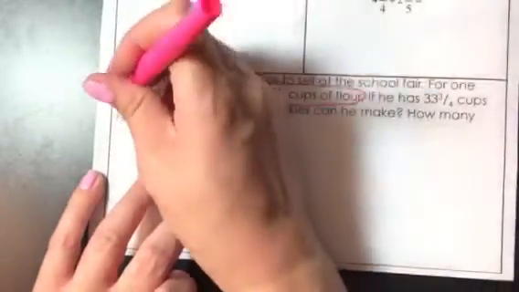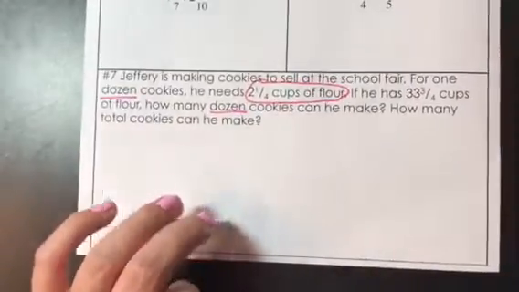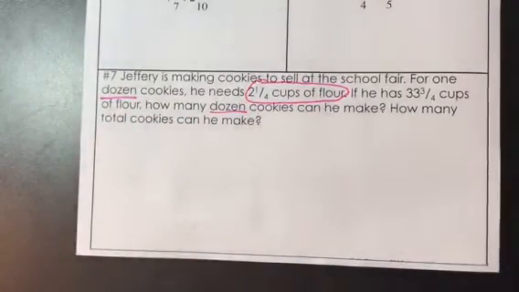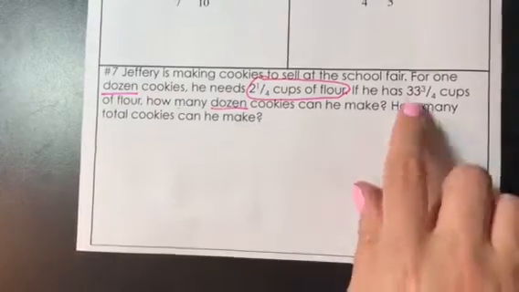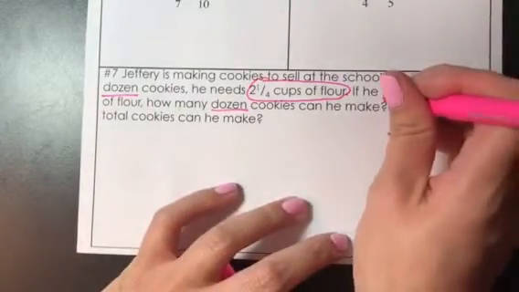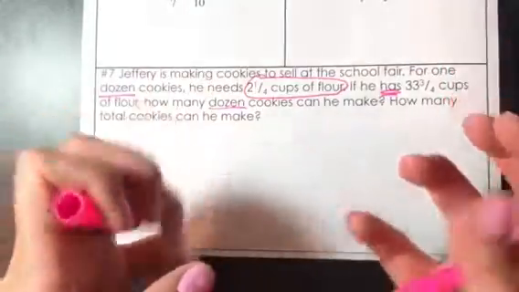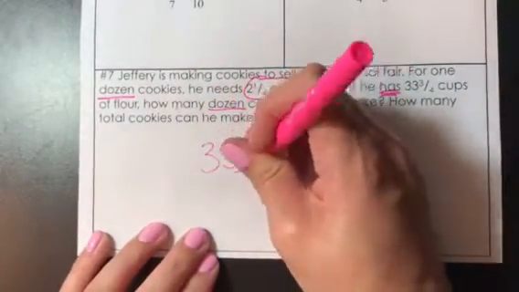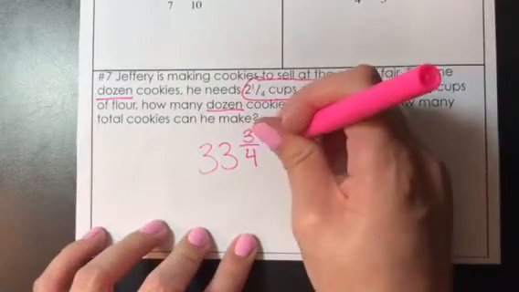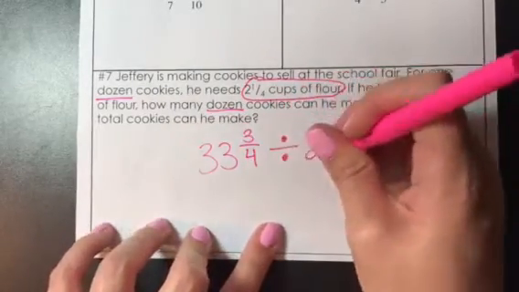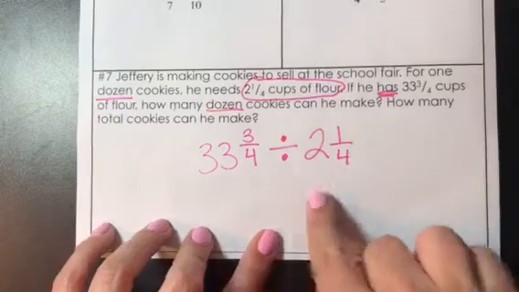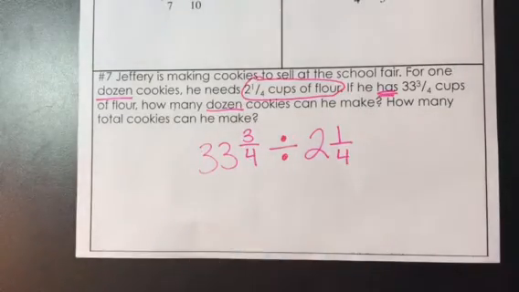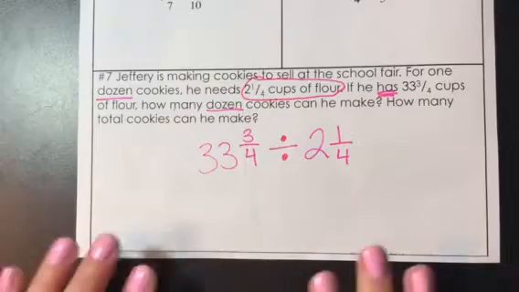They're trying to trick you with this dozen. In my head, I'm going to change it to a batch. So, he has, can you underline has? That means he started with this. He has 33 3/4 cups of flour. He wants to know how many 2 1/4 are in this. So there you are. Set up that fraction, or excuse me, that division problem for you.